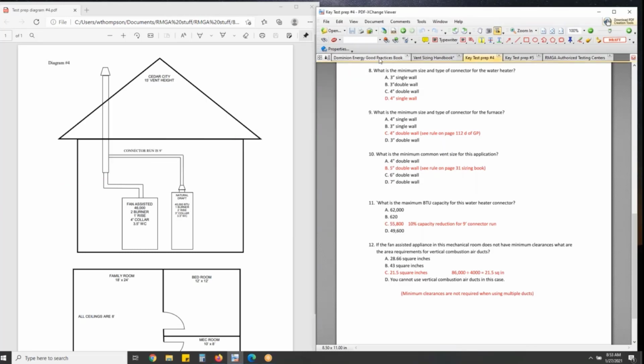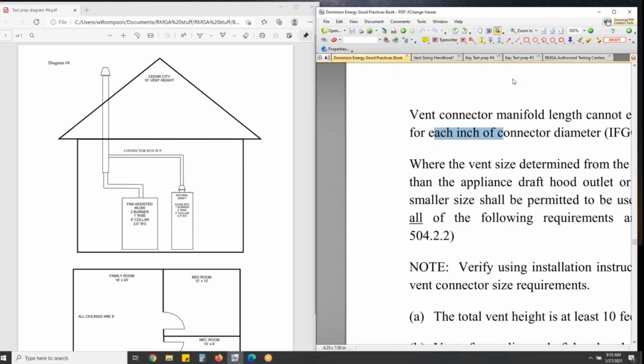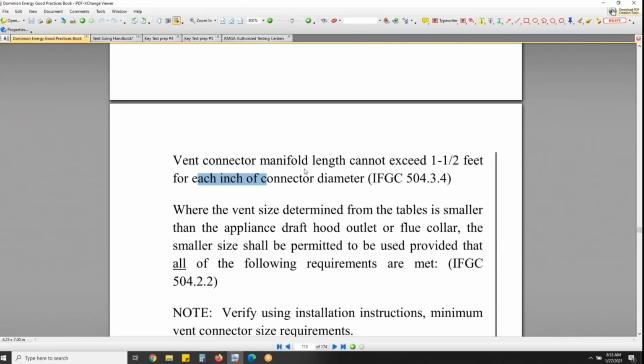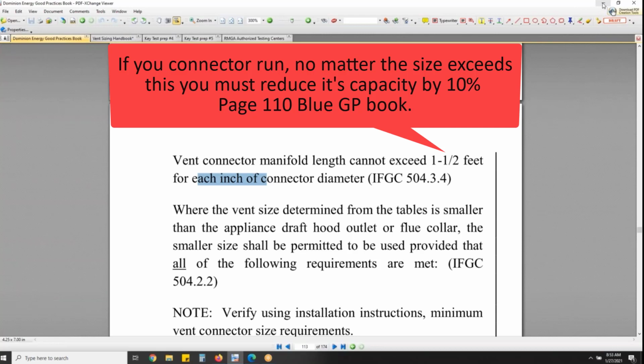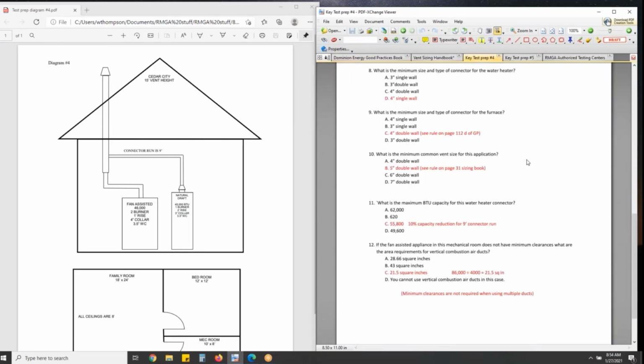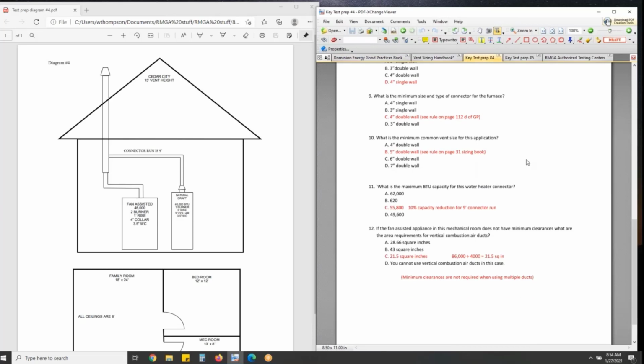Okay, so again, back in the book talking about reductions that you have to take. So this is the gist of it. Vent connector manifold length cannot exceed 1.5 feet for each inch of connector diameter. So we did 3 times 1.5 says our run can't be longer than 4.5 feet. But if we did it with 4-inch, then it would work, okay. Does that make sense? Does that clear it up for you? Or did I just confuse the crap out of you? No, that's good. Thank you. You bet. Okay. All right.